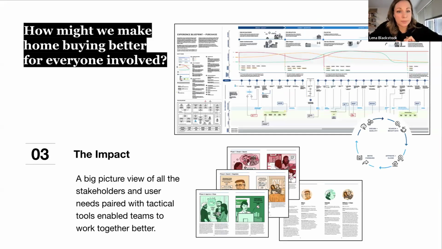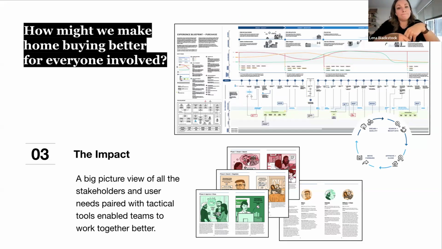So the final outcomes of this project were multiple deliverables. This is actually the full service blueprint that I just used as an example. In addition, there was an insights report where we delivered some experience principles. These are like guardrails that the client can use internally to make sure that all decisions continuously are designed with the user's needs in mind.